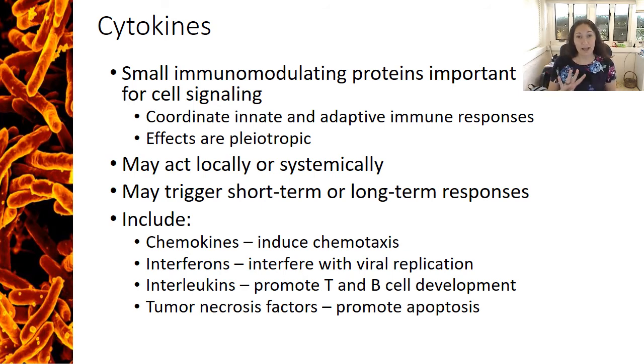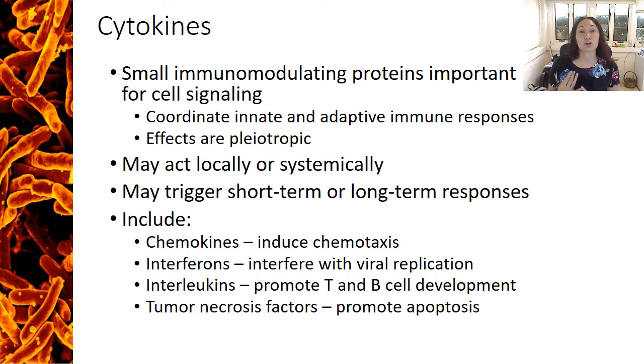There are 4 main classifications of your cytokines. They are chemokines, which are things that induce chemotaxis. So again, those chemoattractants, the molecules that cells can follow. There are interferons, which are going to interfere with viral replication. And we are going to talk about them briefly on the next slide because they're one of the main ways we deal with viruses in the immune system. There are interleukins, which are going to really be involved in your adaptive system to help with T cells and B cells and their development.